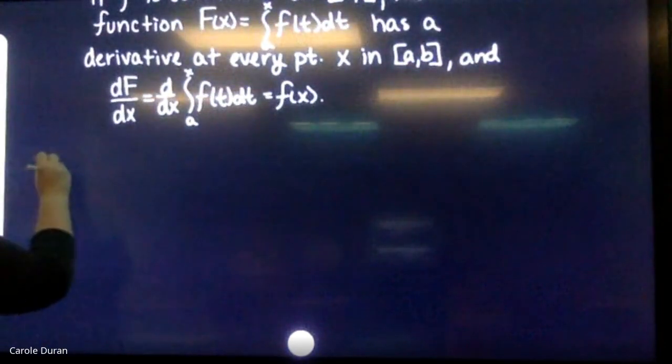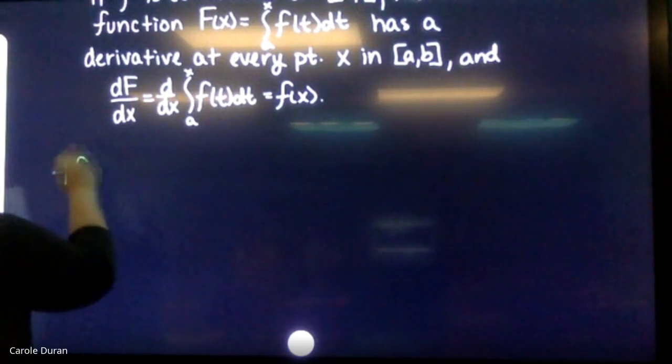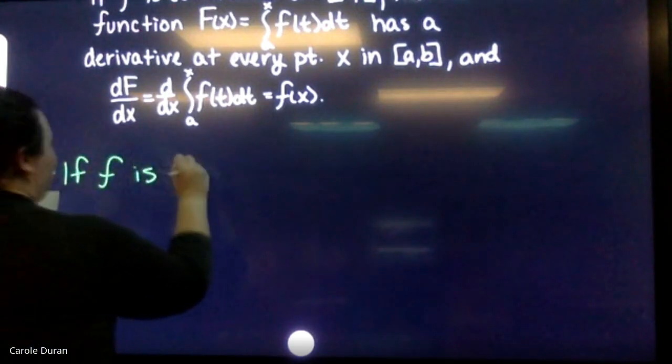We do have a second portion to this fundamental theorem of calculus. Yes, we do.